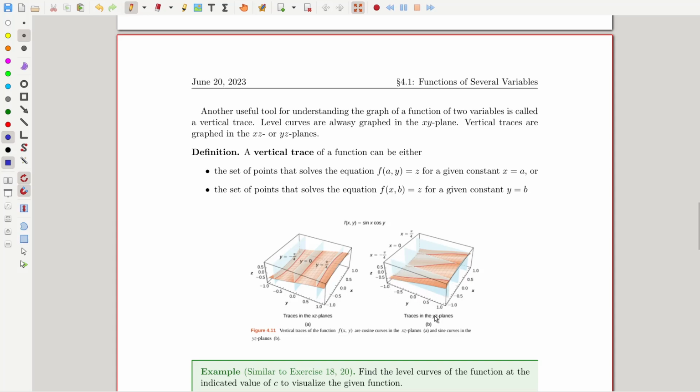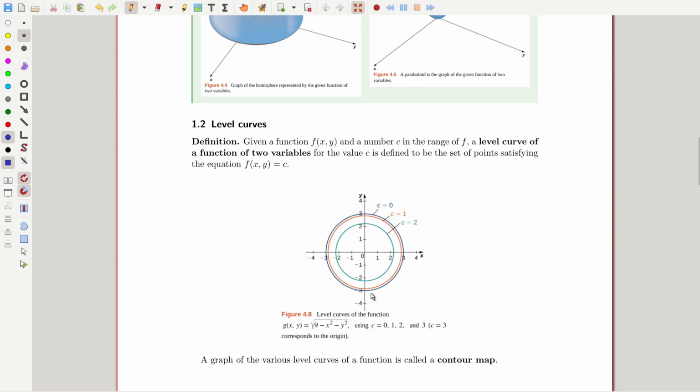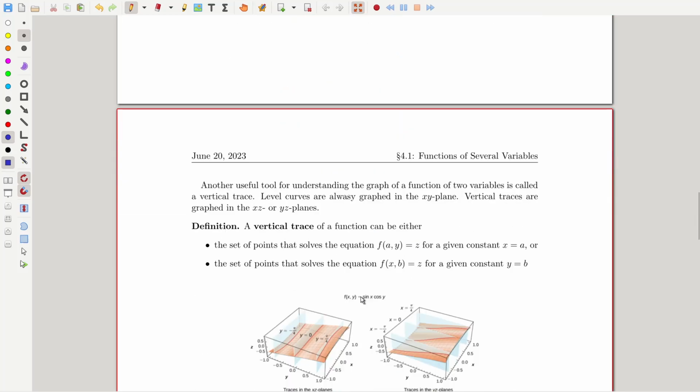And so the reason that they're called vertical traces is simply because these planes that you're intersecting with are vertical, right? With the contour maps, the planes that you're intersecting are horizontal. They're parallel to the XY plane.